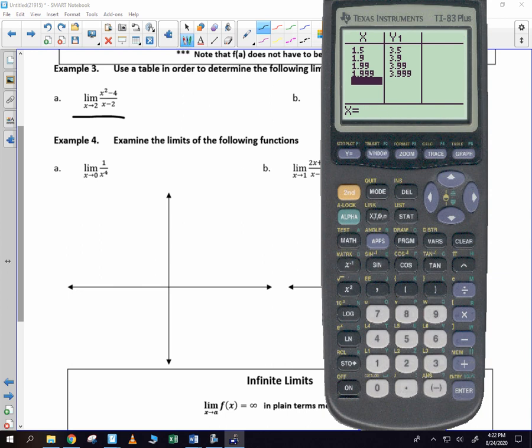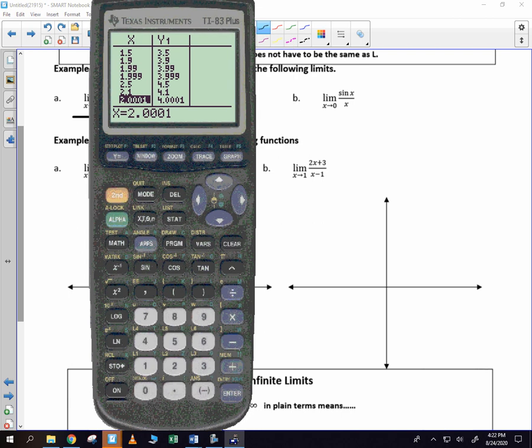We can't say that for sure unless we approach it from the right. So if we approach it from the right, we try values like 2.5, 2.1, 2.01, 2.0001. And you can see that in both situations, you are in fact approaching a value of 4. Look at the next one.